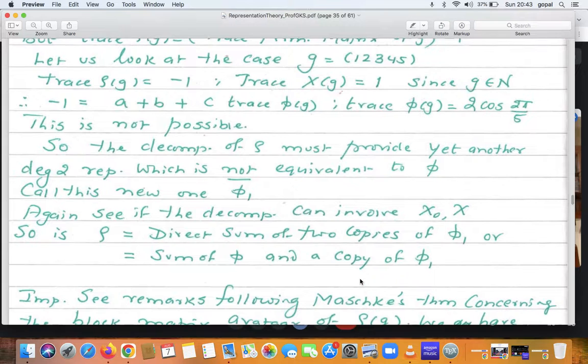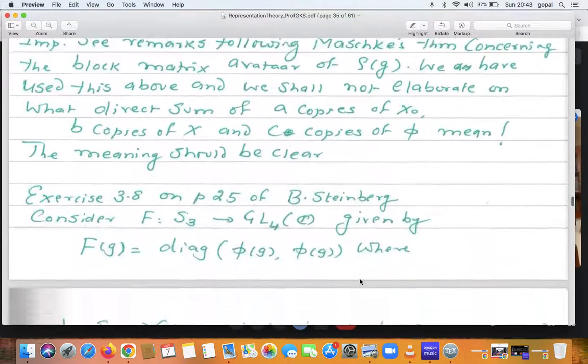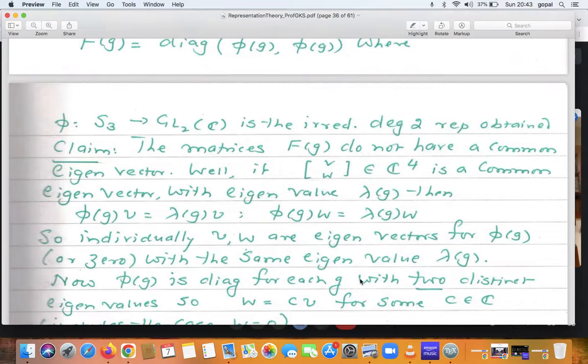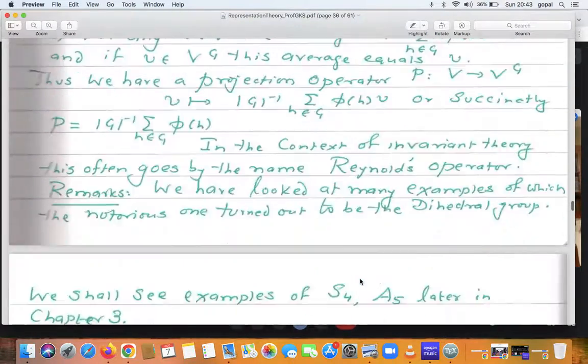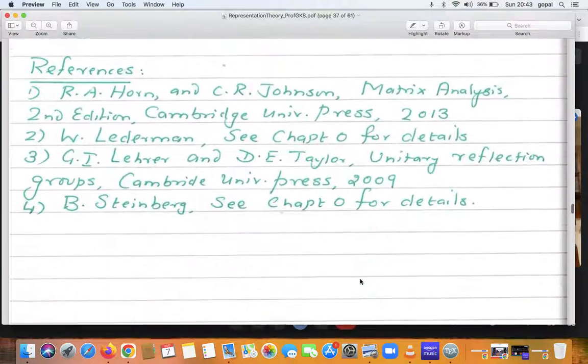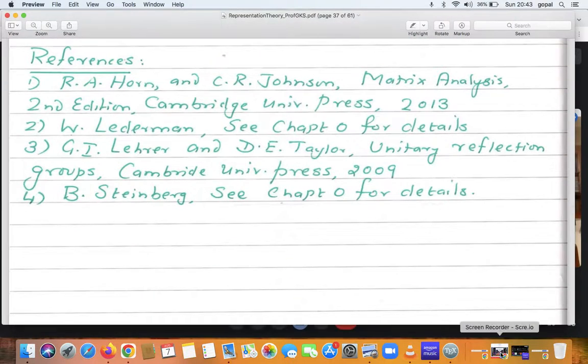Is this clear? So there must be one more representation of degree 2. What is that representation? We have to find out. Okay. I think I'll stop the lecture here.